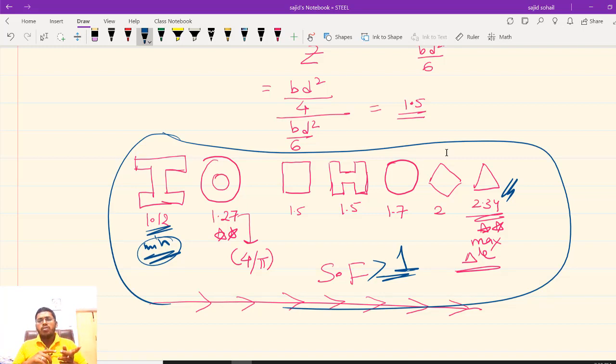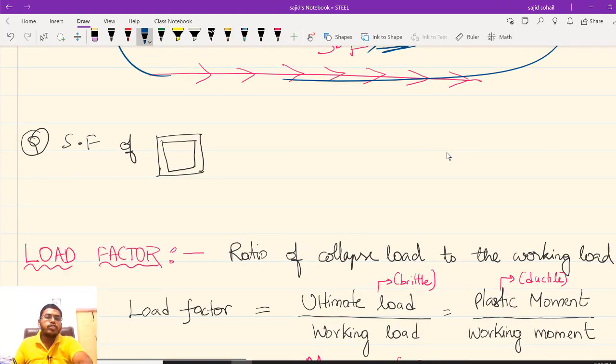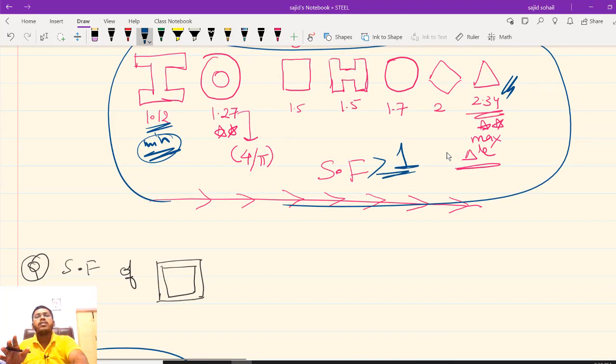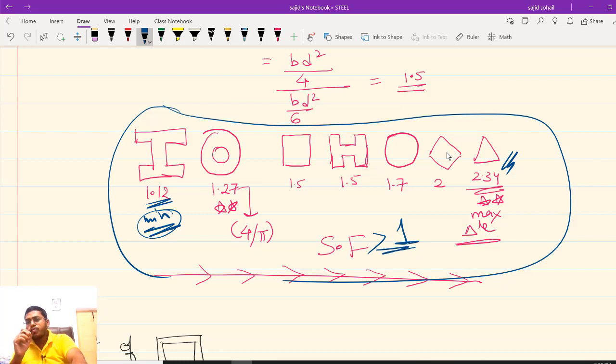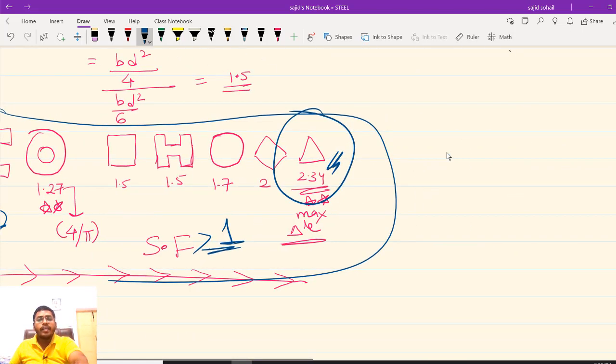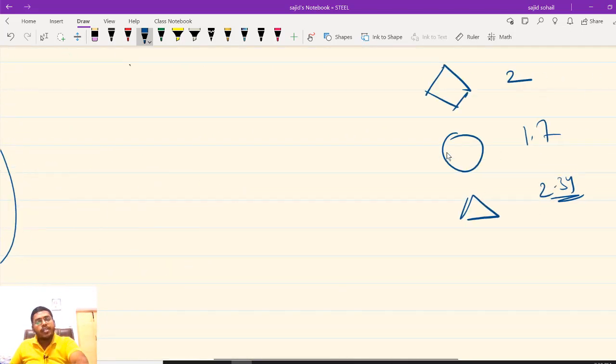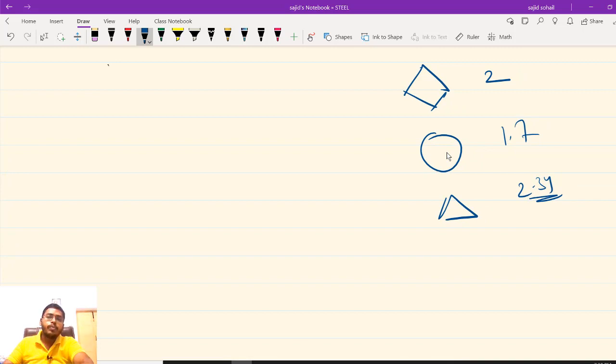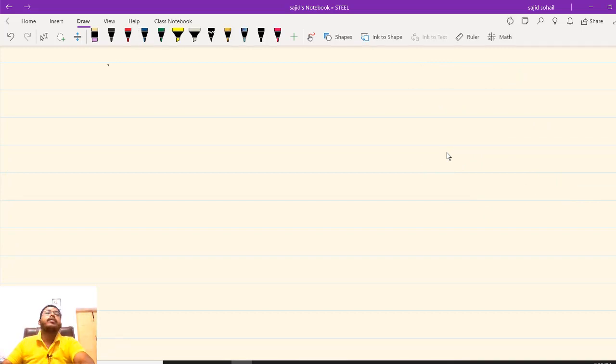Simple. Now before going into the next topic, I have given you a small homework. After this I am going to teach you load factor, but before that I gave you a small homework. What is that homework? It was to calculate the shape factor for a triangle. How many of you did it? I hope you are able to do it. Even if you aren't able to, no issues, I will help you solve it. This is a big question, that's why I am going to solve it, because this is still the beginning of the chapter.